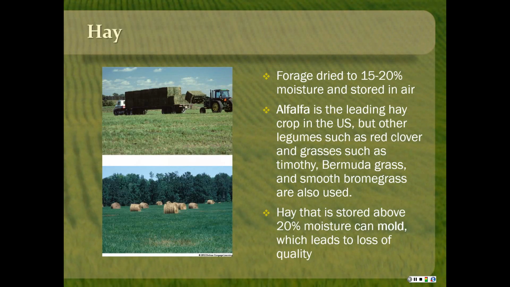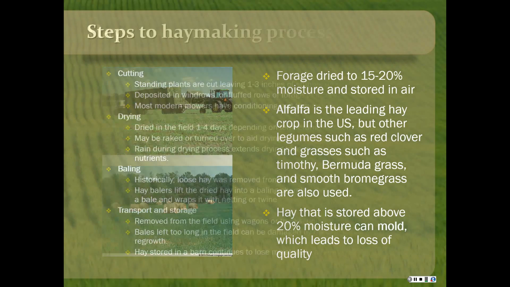And alfalfa is the leading hay crop in the United States, but there's lots of other legumes that can be used, some of the clovers and also some grasses. A lot of hay fields are a mixture of legumes and grasses. And the reason for the low moisture is because if it's stored above 20%, it can mold, and that can lead to loss of quality, possible problems, diseases for the animals that eat it.